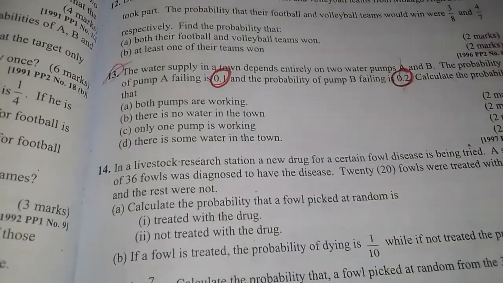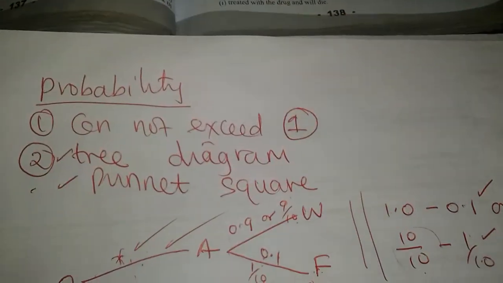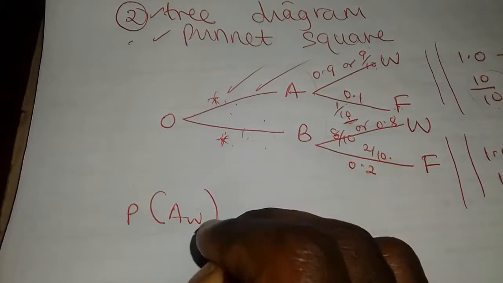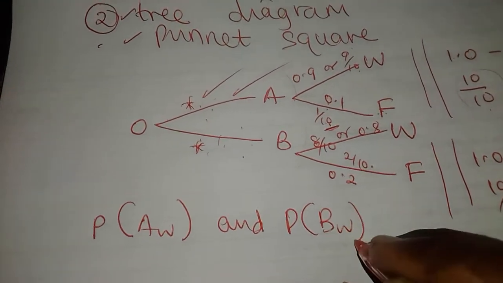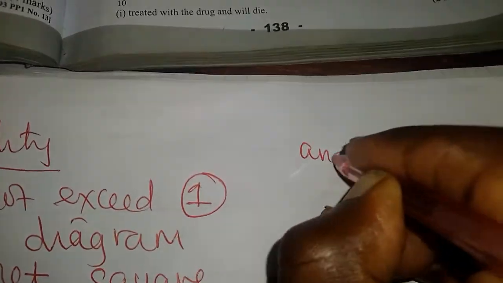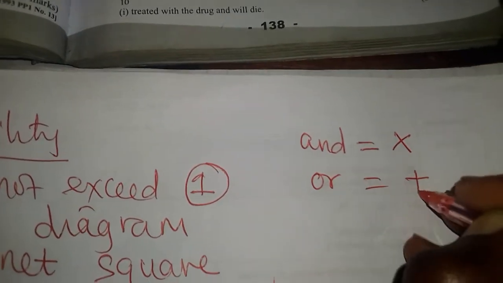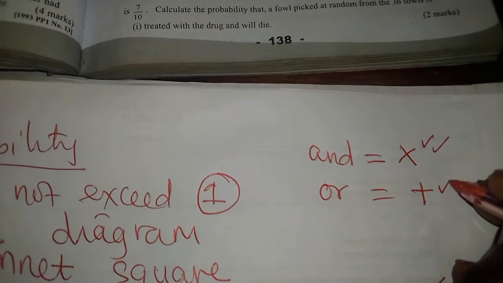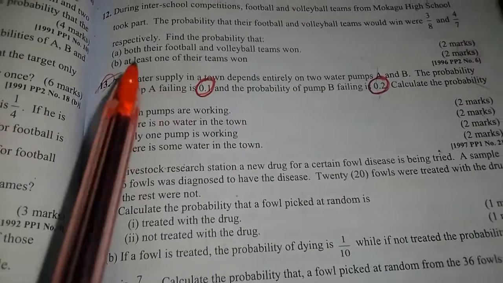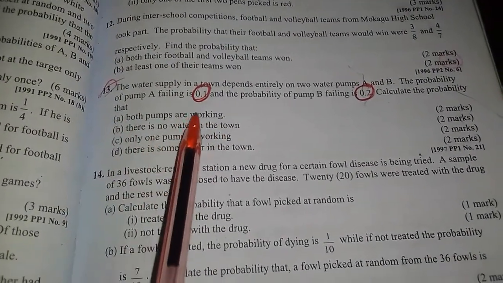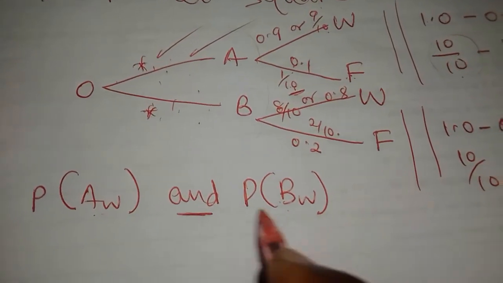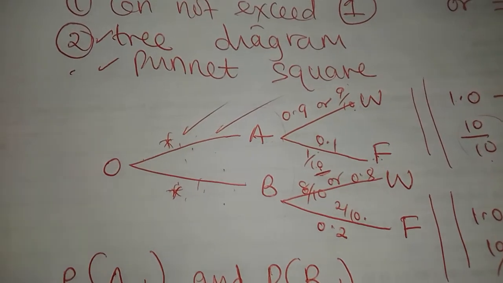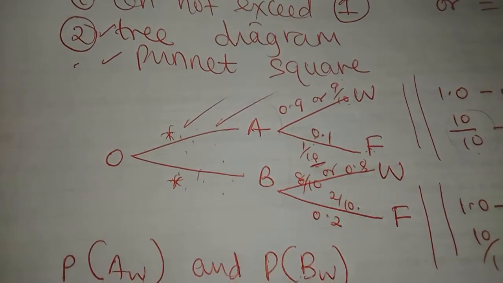The first question reads, the probability that both pumps are working. So you'll say probability of A working and probability of B working. Let me tell you one thing here. There are 2 things to note. Just in case you use the word and, the sign should be multiplication. If you say or, then you are supposed to use addition. So and in probability means multiplication, and or means addition. So the probability of both pumps working will be A is working and B is working. So A working is 9 over 10, or you can as well say 0.9.